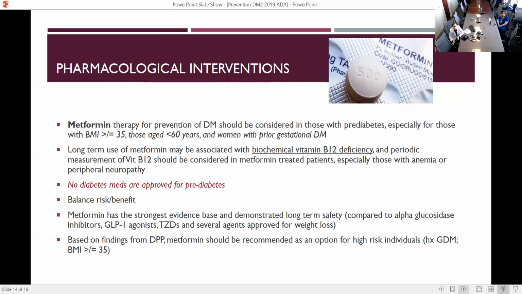And you want to balance your risk-benefit in terms of pharmacological therapies. Metformin's been around a long time, and it has a lot of long-term safety studies, as opposed to other oral agents, so this would be my first go-to. Some people have tried Actos as well.